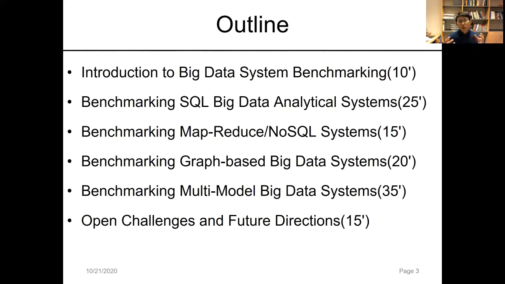In this tutorial, we will first give an introduction to big data system benchmarking. Then we will introduce 4 types of benchmarking systems, including the SQL benchmarking systems, MapReduce, NoSQL systems, graph database benchmarking systems, and the multimodal database benchmarking system. Finally, we will discuss the open challenges and the future direction.